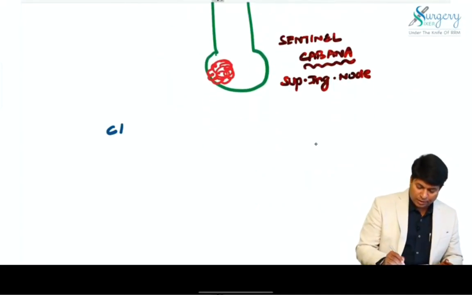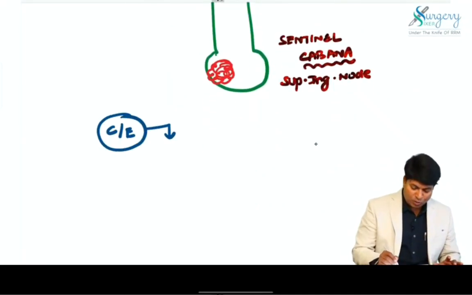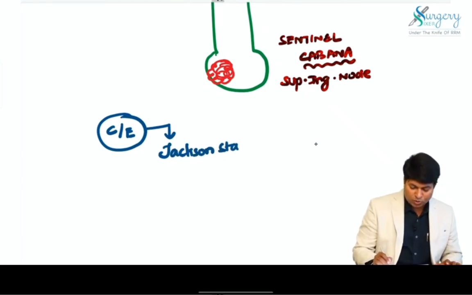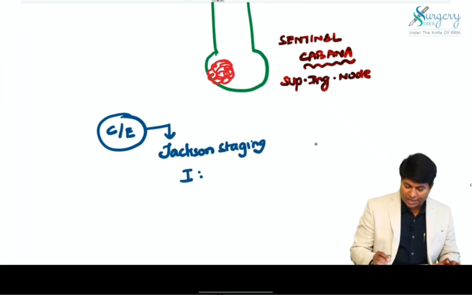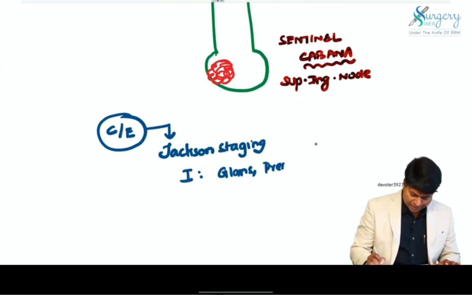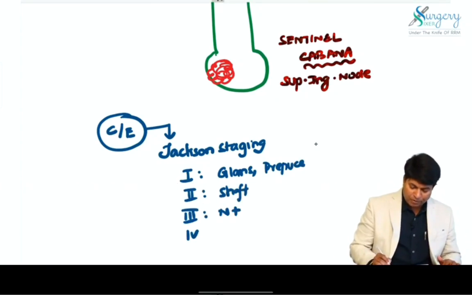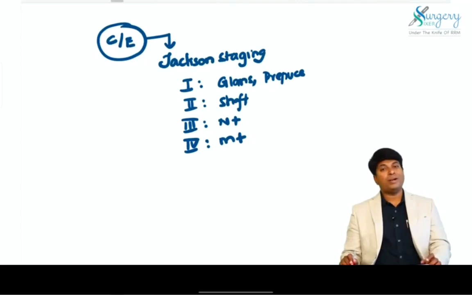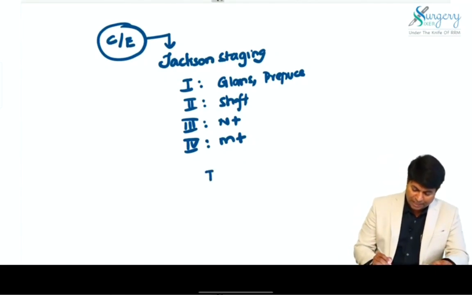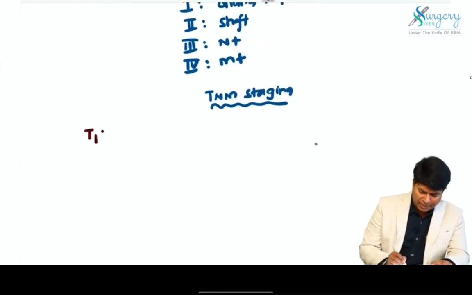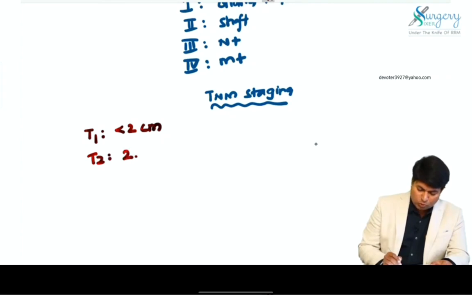When you do clinical examination, we made a clinical staging in those days known as Jackson staging. It is no more used now. It was an old simple staging in which stage 1 involves glans or prepuce of penis, stage 2 is shaft, stage 3 is node positive, and stage 4 is metastasis positive. We are now using TNM staging, which is based on the size of the growth. T1 is less than 2 centimeters. T2 is 2 to 5 centimeters.